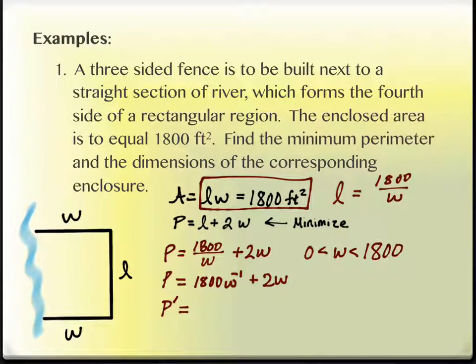So what's the derivative of 1,800 w to the negative 1? Negative 1,800 w to the negative 2. Right. And then the derivative of 2w? Plus 2. Okay, everybody good so far?